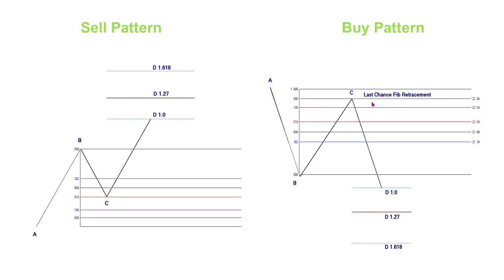And then same here for a buy pattern. So your retracement of B to C is moving to the upside, and then you have your final leg to the downside. So here you would take your A to B length, and then you would subtract it from this level here, and that will give you where the extension is, 127 or 1618.